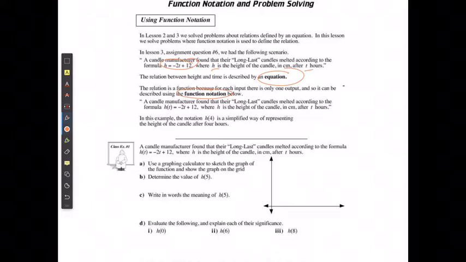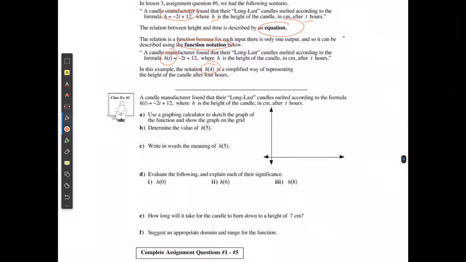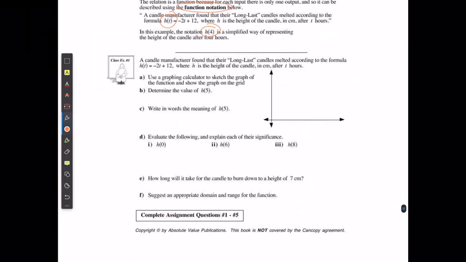Because the value of h is dependent on t, I'm going to change h to h as a function of t. In this example, the notation h as a function of 4 is a simplified way of representing the height of the candle after 4 hours. So, the problem says the candles melted according to the formula H as a function of T is equal to negative 2T plus 12.